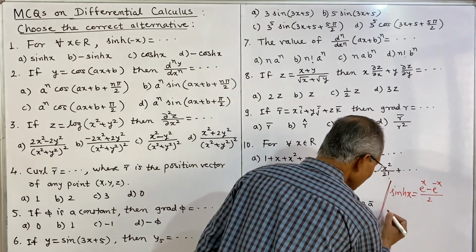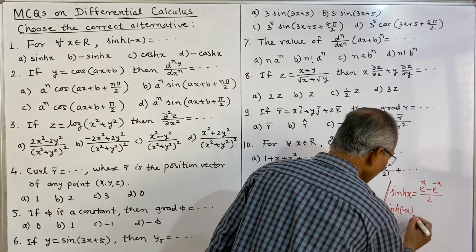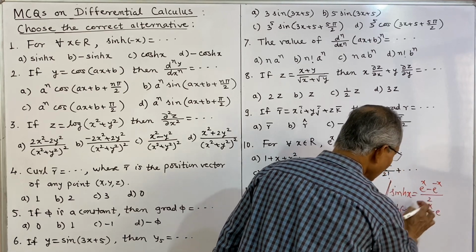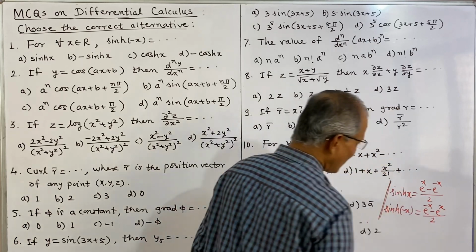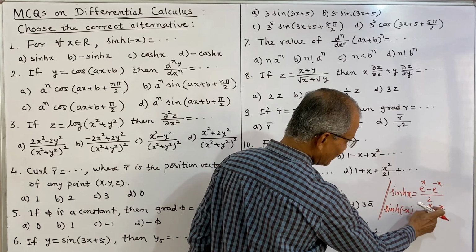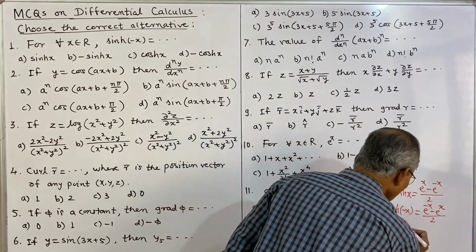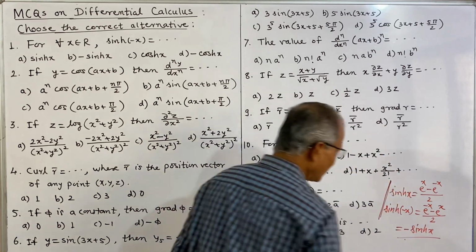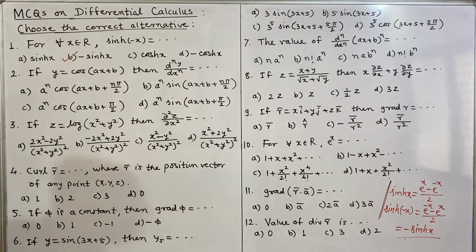And if you replace x by minus x, hyperbolic sine negative x, that will be e power negative x minus e power negative of negative x, that is e power x, divided by 2. And you see here, if you take the minus sign common, then e power x will be a positive term and this will become a negative term, and therefore this is negative of hyperbolic sine x, and thus the correct alternative is negative of hyperbolic sine x.